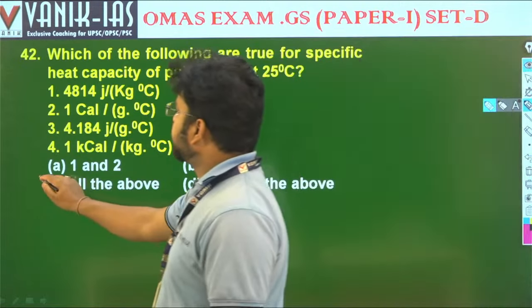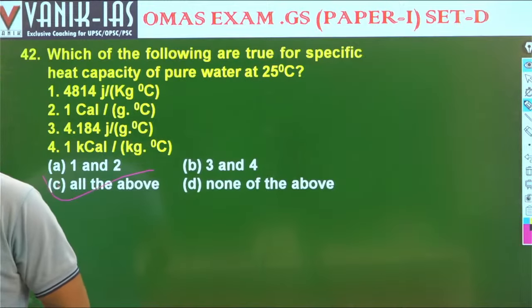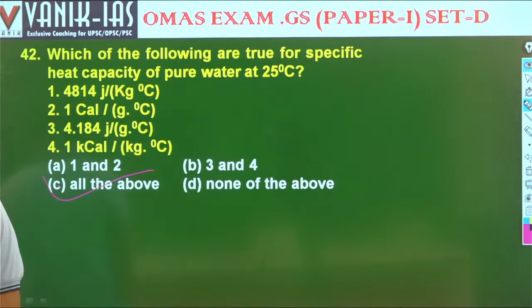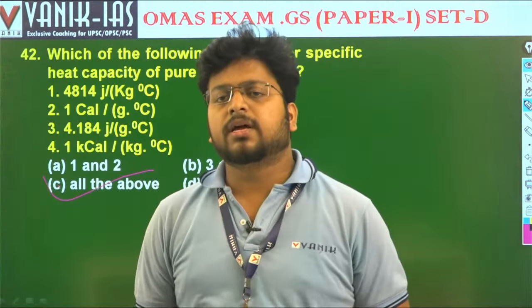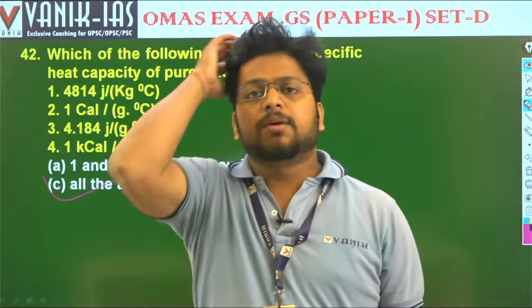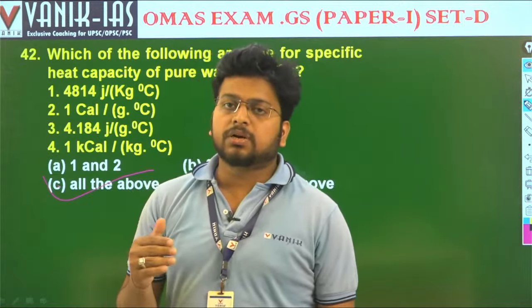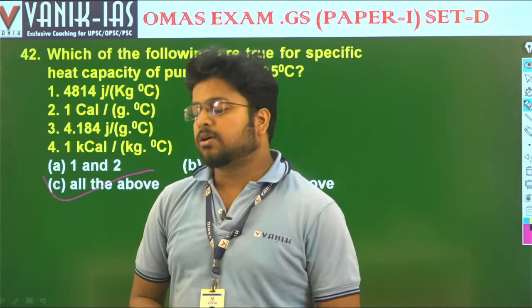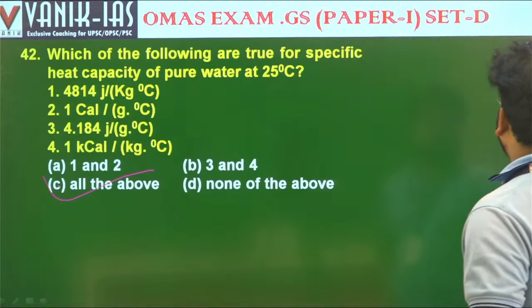So specific heat capacity means the amount of heat required to raise the temperature of 1 gram of a particular substance by 1 degree Celsius. That means if you take 1 gram of water, the amount of heat required to raise the temperature of that 1 gram of water by 1 degree Celsius is called specific heat. So here all the options are correct.